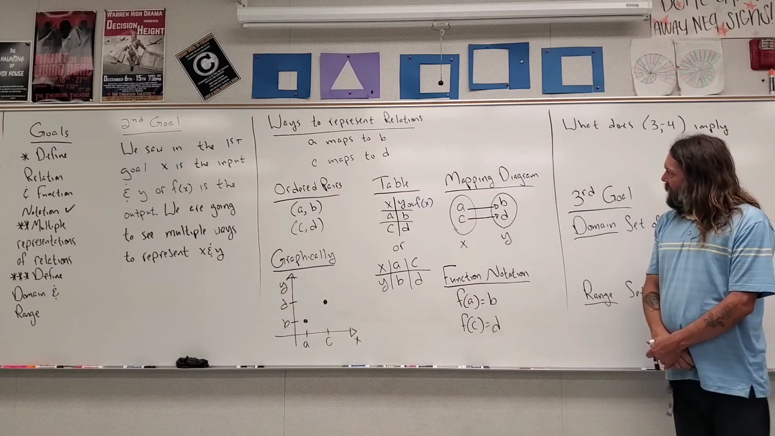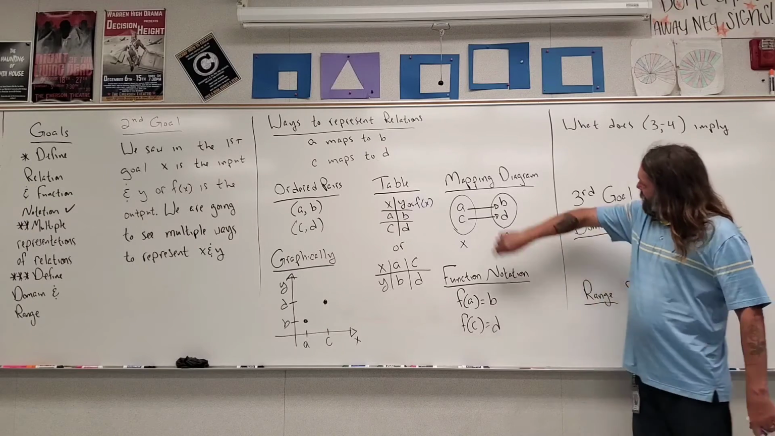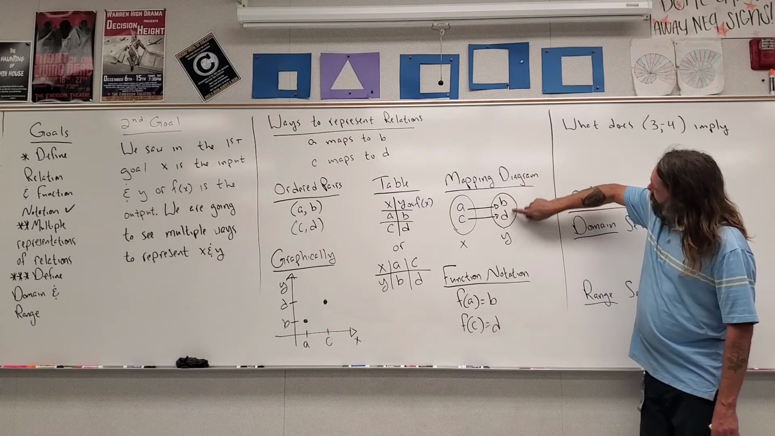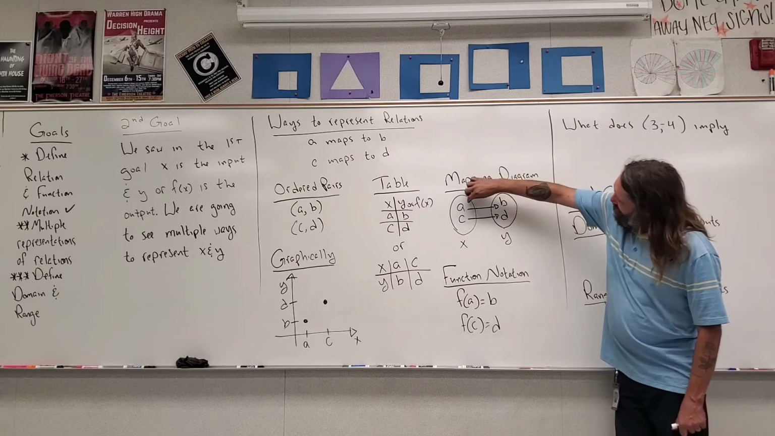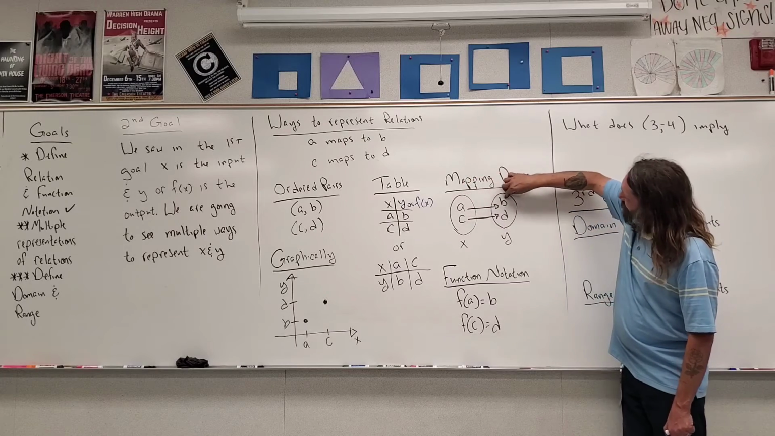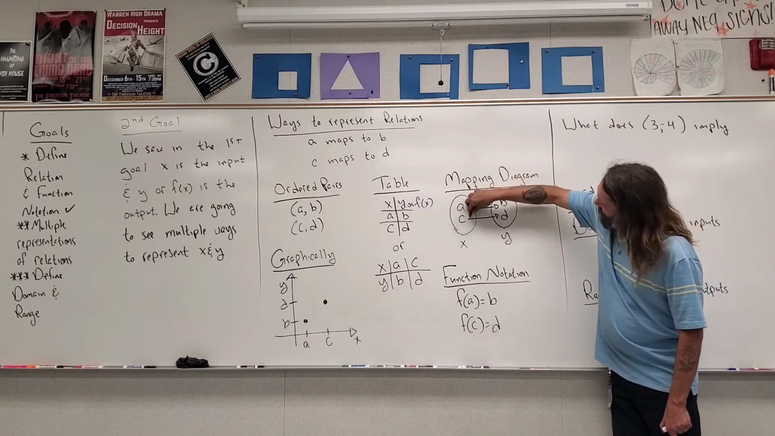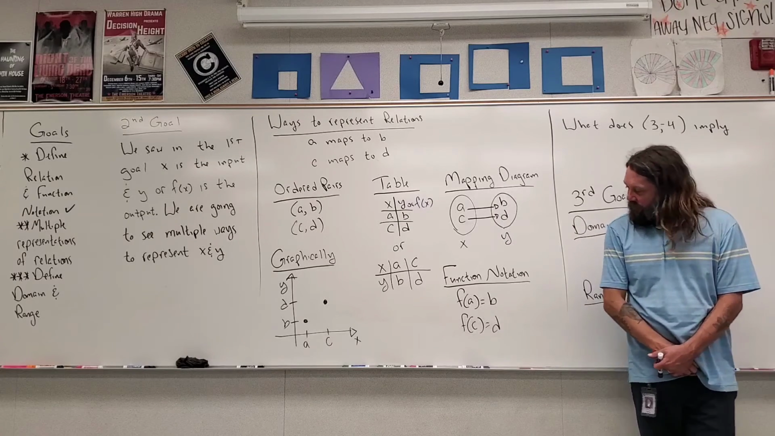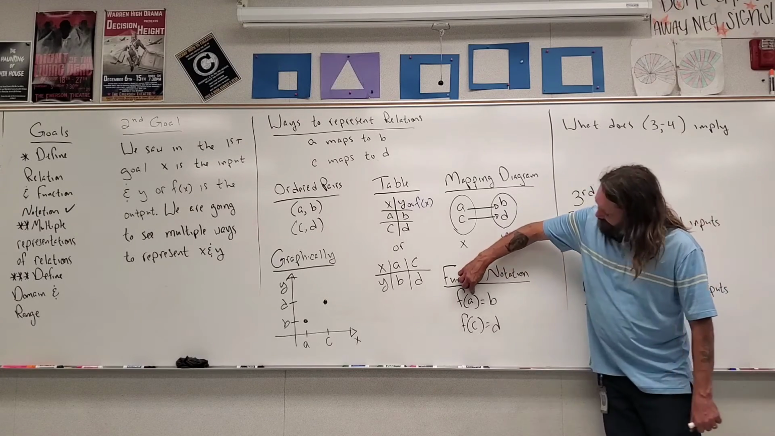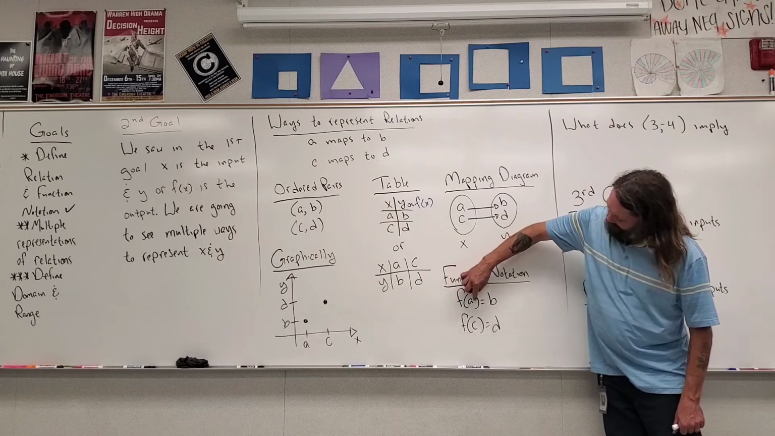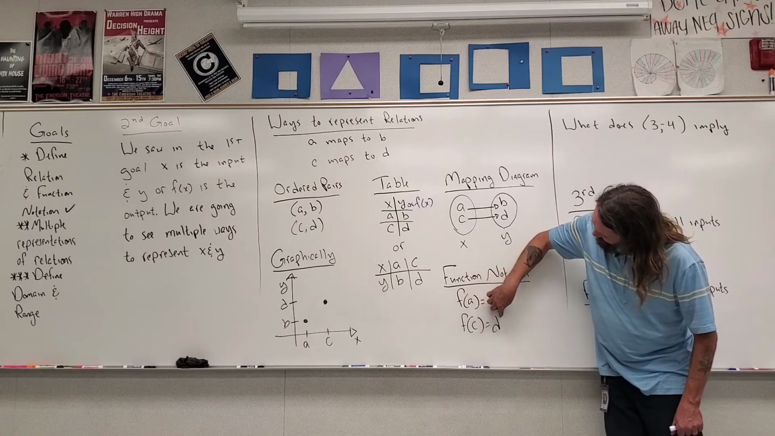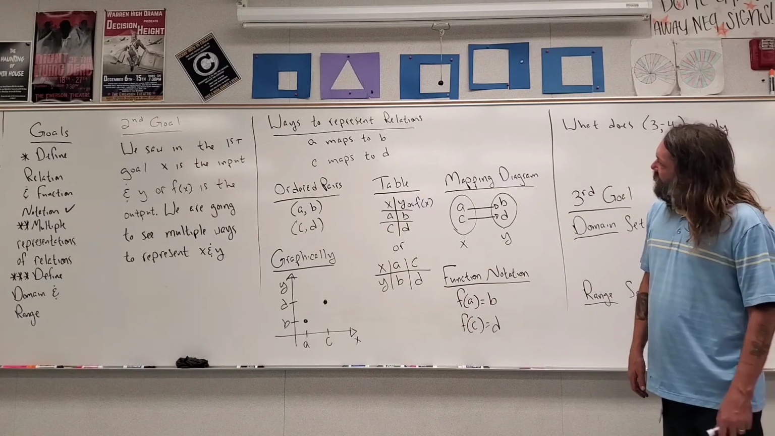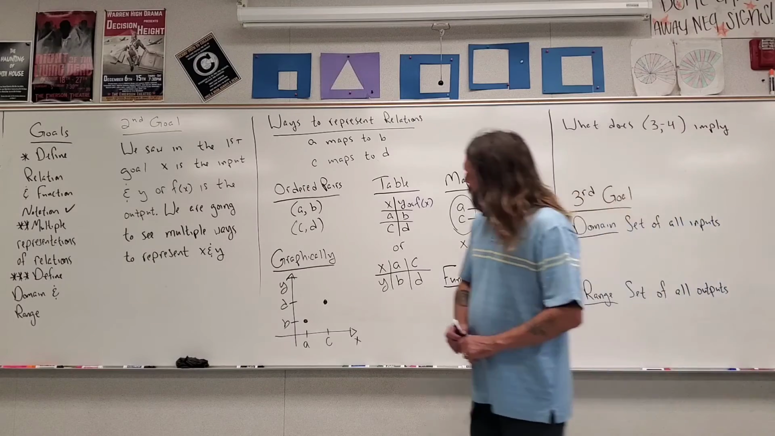The fourth way is what's called a mapping diagram. Basically, you draw a bubble, put all your inputs in one bubble, draw another bubble, put all your outputs in that bubble, and draw arrows from which input it gets to that output. So A maps to B, C maps to D. And finally, function notation, which we just saw in the previous section. Again, if I plug in A, I get B for my y value. If I plug in C, I get D for my y value, or my f of C. All right. So that is multiple representations of relations.